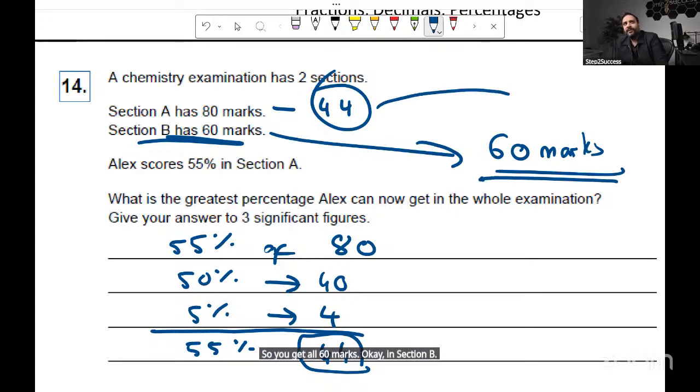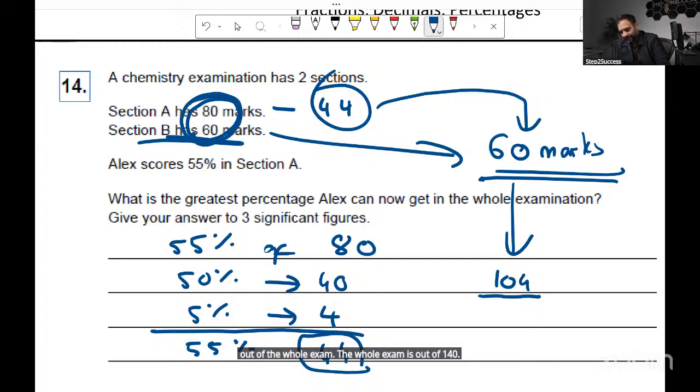Now, in total, added to the 44 that you've got in section A, means that you can get 104 marks in total out of the whole exam. The whole exam is out of 140. See that? 80 plus 60. So what you need to do now is turn that into a percentage.